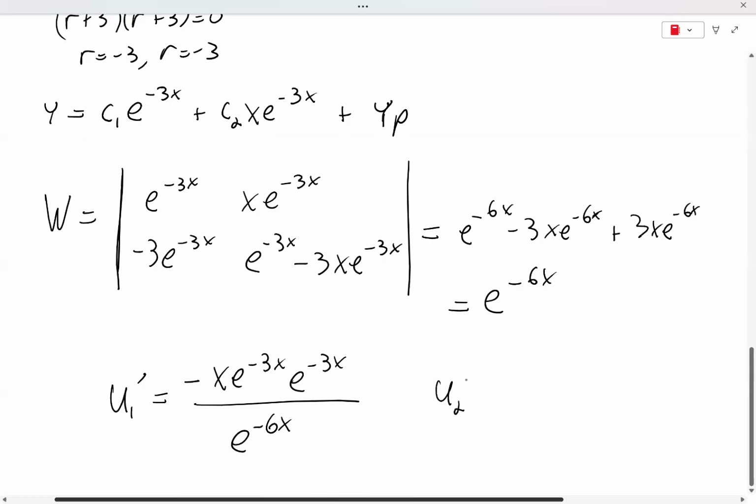Okay, then u2 prime is equal to what? That's y1, which is this one here. So that's e to the negative 3x. And then f of x is again e to the negative 3x.